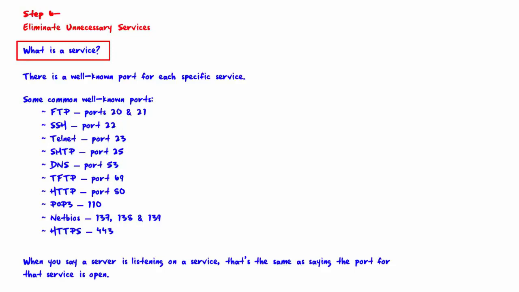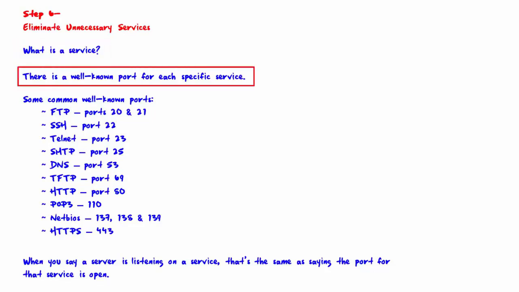When we say a server is listening on a specific service, we mean that it will allow remote clients to connect to that specific service. If a server is not listening on a specific service, and a remote client tries to connect to that service, the server will ignore the request and the connection will fail.